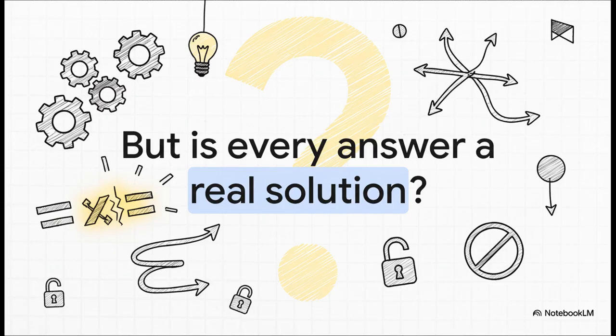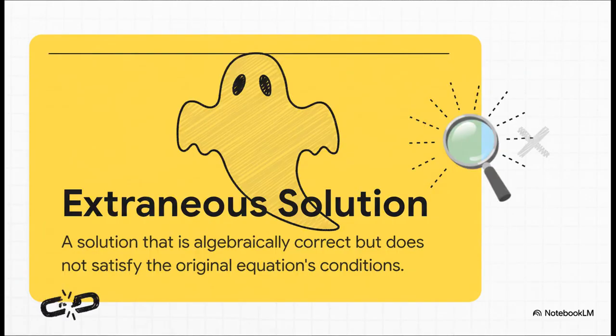But hold on. With logarithms, there's a hidden trap you really have to watch out for. Just because you did all the algebra perfectly doesn't mean your answer is actually a real solution. And this is where we have to talk about something called extraneous solutions. The best way to think about an extraneous solution is like a ghost. It shows up when you're doing all the math, the algebra checks out perfectly, but when you try to plug it back into the original equation, it just vanishes. Why? Because it breaks one of the fundamental rules of the game.